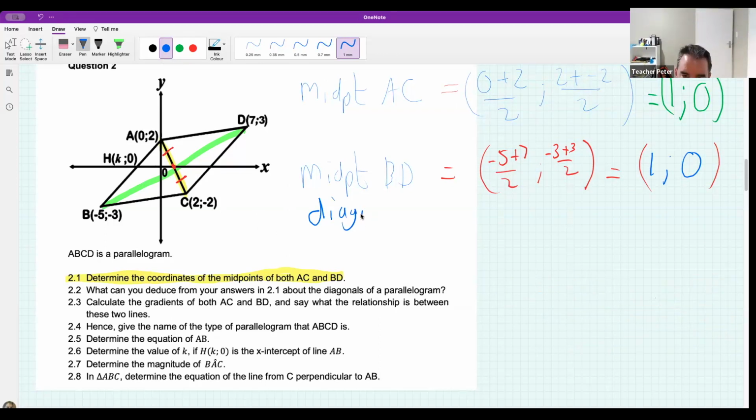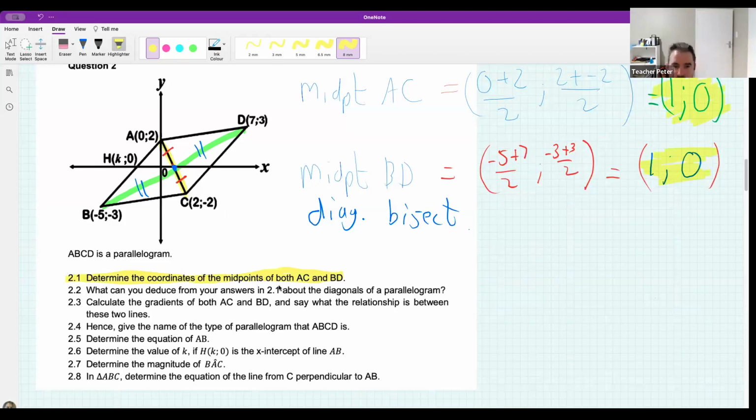Diagonals bisect. And what that means, it doesn't mean that the diagonals are equal in length. You can clearly see that the green diagonal is way longer than the yellow one. But what we do have is this common midpoint. And what is that common midpoint? It is 1, 0. So if you find that the diagonals cut each other in half, we say that the diagonals bisect each other. And that's one way of proving something is a parallelogram.